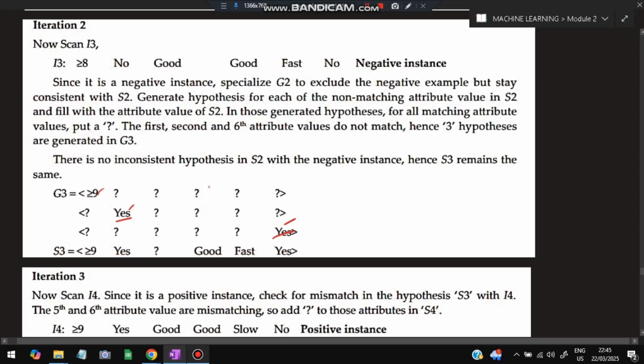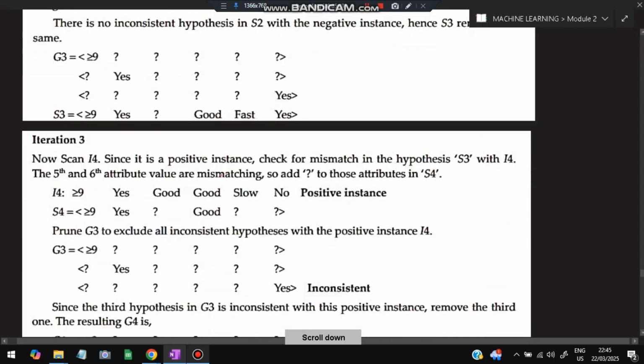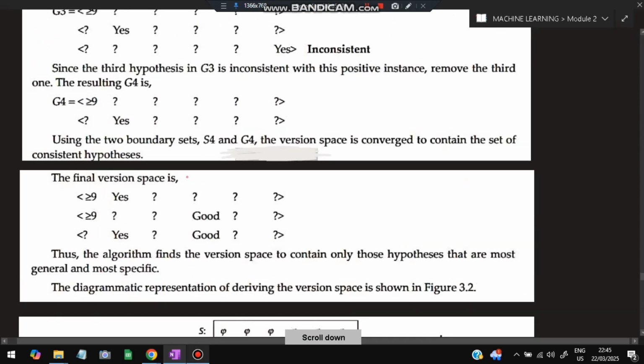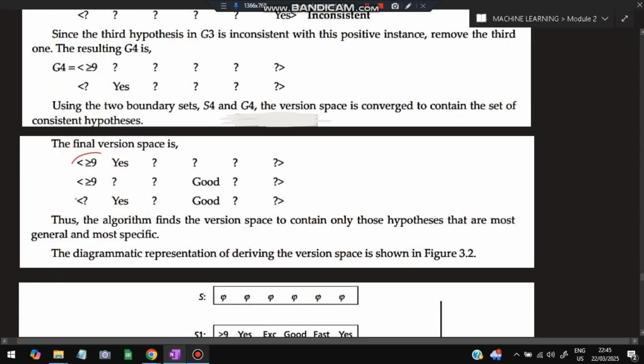These three remain the same. All others changed. So we'll keep it as such. Okay, next. For the fourth one also we'll do the same thing, and get whichever is the same and different. Based on that, the specific boundary will be generalized and the general boundary will be specialized. Based on that, we finally reach a point where we have the version space as this. Okay, so this is my final answer.